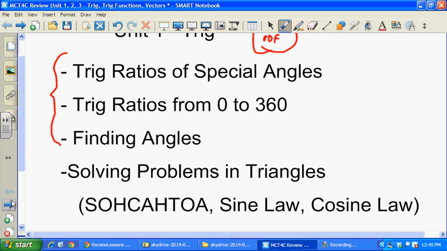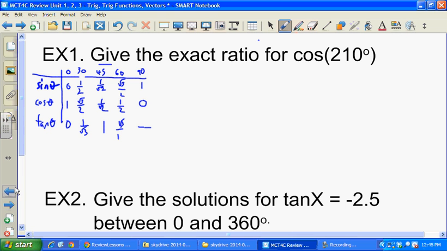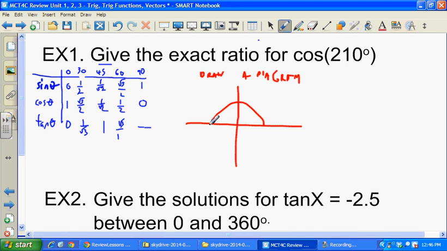So let's get into it. Example 1: give the exact ratio for the cos of 210 degrees. So this is both a rotation angle, and it turns out that this is one of our special angles. So almost all these trig ones, what we do first is we draw a diagram. One of the things is to remember which quadrant an angle like 210 degrees is. So we remember we start on the positive x-axis, it rotates this way. That's 180 degrees, and then 30 degrees more, right?